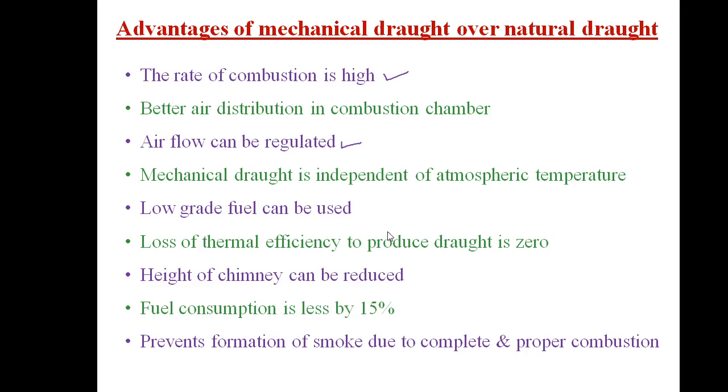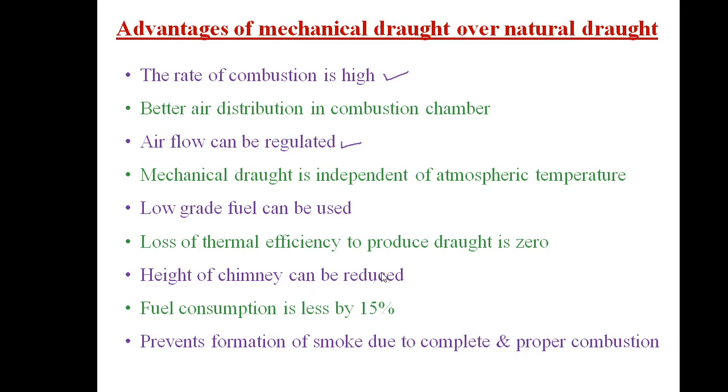In case of mechanical draught, the temperature of gases does not play a role in creation of draught. Therefore the gases can be cooled to any temperature and exhausted to the atmosphere. That means maximum heat extraction is possible in case of artificial or mechanical draught, but in natural draught it is not possible. The gases which we want to pass into the atmosphere must be at higher temperature, so the height of chimney can be reduced.